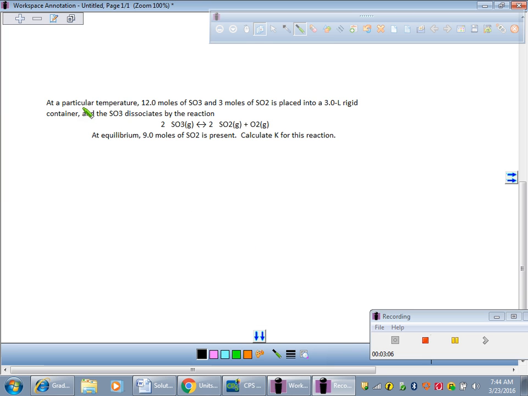Alright, so here's our example. At a particular temperature, 12 moles of SO3 and 3 moles of SO2 is placed in a 3-liter rigid container. This word placed is key. At the beginning of a reaction, you're going to put these products or reactants in, depending what they are. So that means these are initial values. SO3 dissociates through this reaction. We're given the reaction here. It's nice and balanced. And then at equilibrium, you have 9 moles of SO2 present. So that means that this is an equilibrium value.